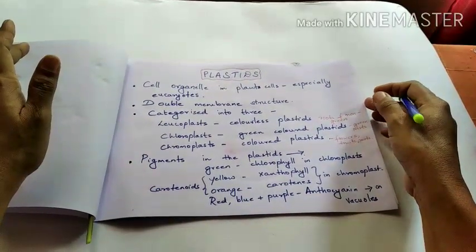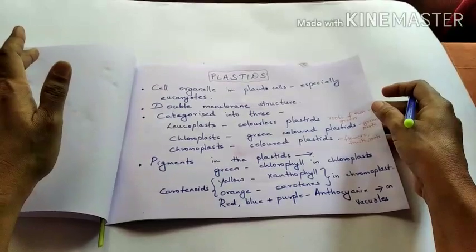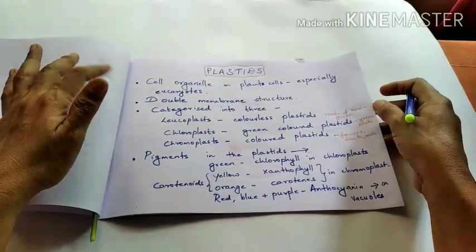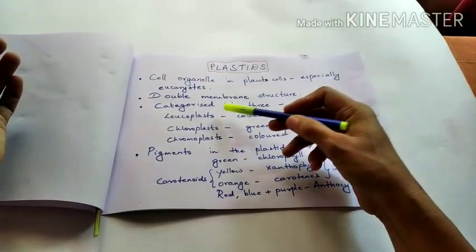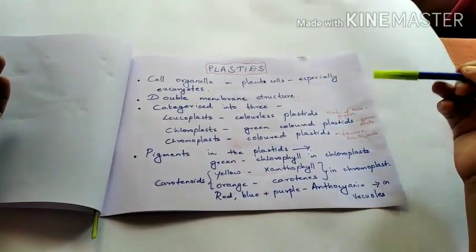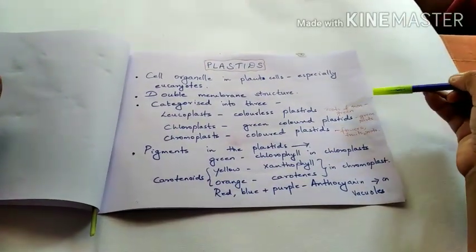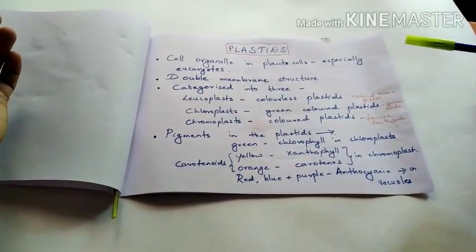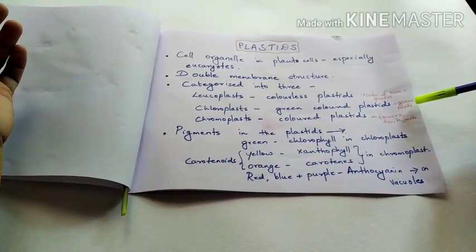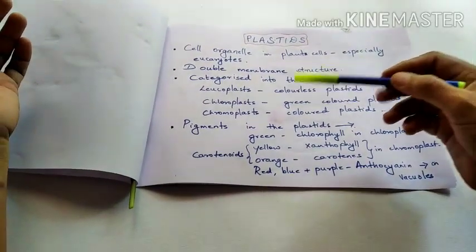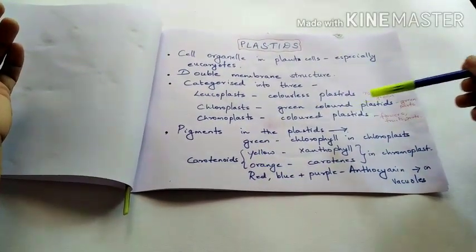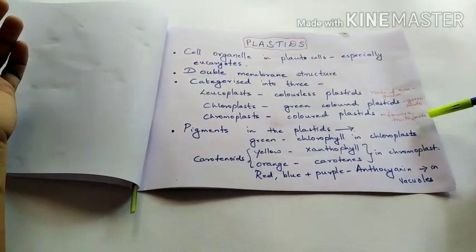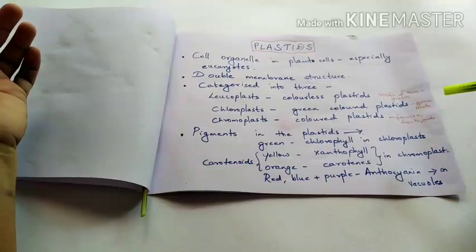They are found only in plant cells, especially eukaryotes. They have a double membrane structure and are categorized into three: leucoplasts, which are colorless, found in the roots and non-green parts of a plant; chloroplasts, which are green and are found in green parts of a plant, including leaves; chromoplasts, which are colored, are normally found in the flowers, fruits, and in some roots like carrots.